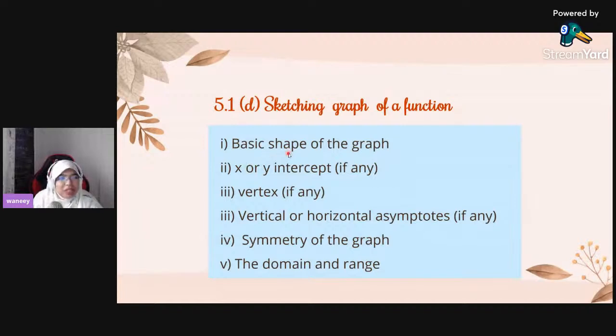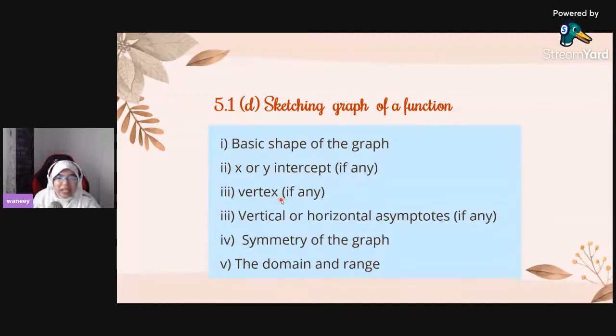Okay, so based on the basic shape of the graph, we are going to find the y or x-intercept. Okay, so x-intercept, that means you are looking for the value when y equal to 0. So bila y sama dengan kosong, apakah nilai x-intercept? Y-intercept, that is when x equal to 0. So you're going to substitute x equal to 0 and find out what is the value for the y. Why do they say if any? Sometimes you are not going to get the x-intercept or y-intercept. So that's the reason why they say if any. So if you have any x-intercept or y-intercept, it will be quite helpful if we can easily calculate them first. So those are the second one.